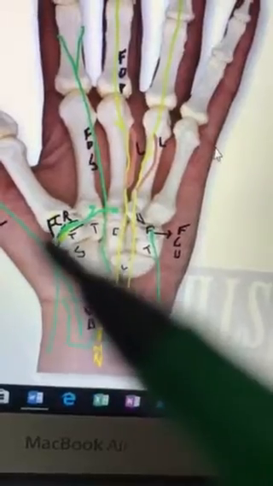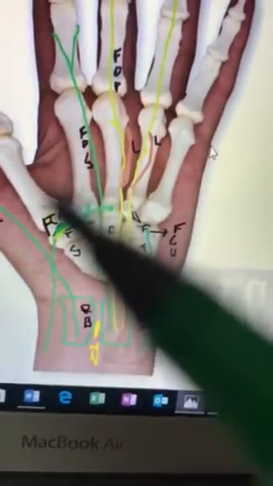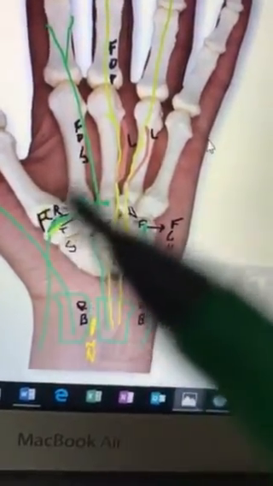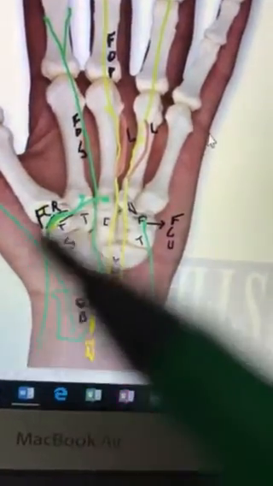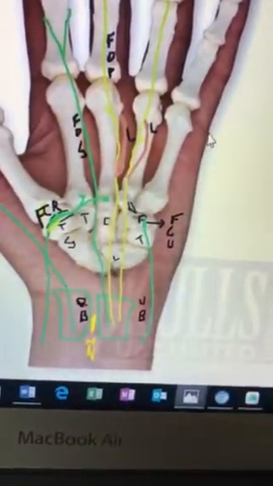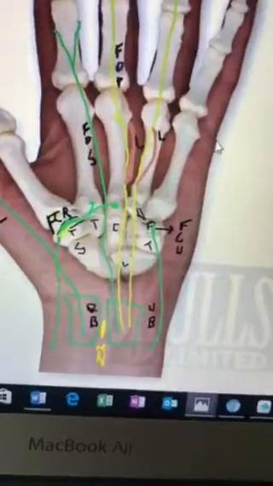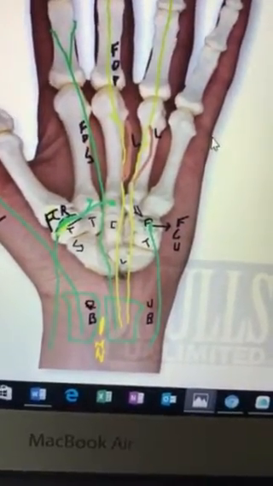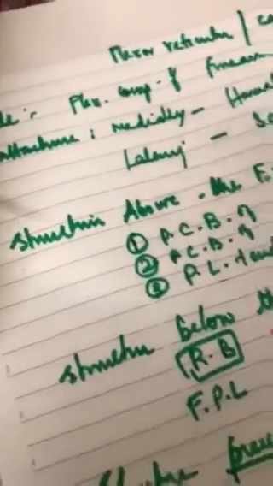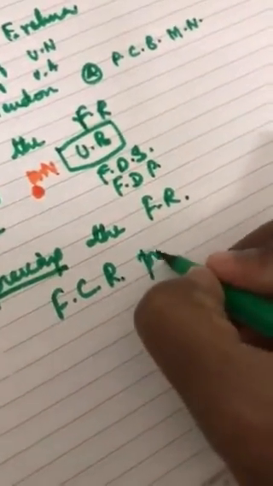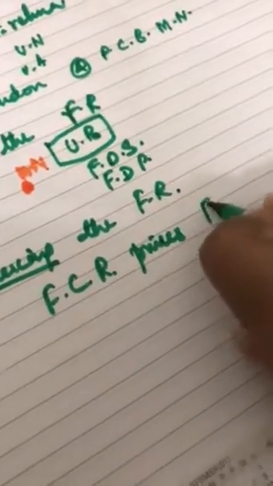So this flexor retinaculum itself will be split into two, and it will be attached to the two lips. So between the two lips only the flexor carpi radialis goes. So what is the structure piercing the flexor retinaculum? Now you write which tendon? Flexor carpi radialis pierces the flexor retinaculum.